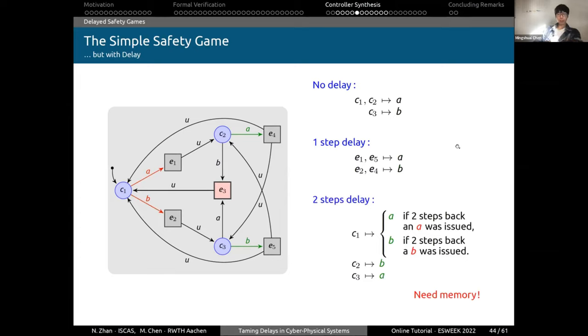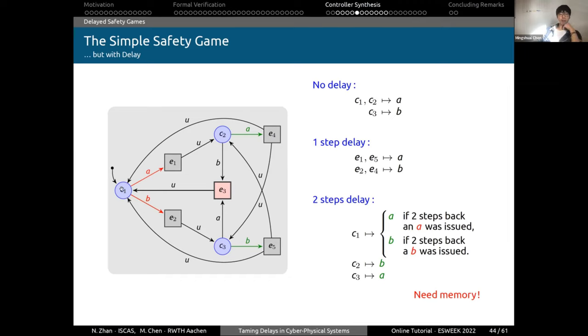Now let's try to lift the delay a bit to two steps. What happens now? Things get a bit different here because let's look at the state C2. In case of two steps of delay, we have to make a pre-decision two steps before. That means the action that takes effect at C1 is in fact pre-decided at the states two steps ago. That is either C2 or C3, okay? Because from C2 after two steps, we will be at state C1, and at state C3 after two steps, we will also be at state C1.